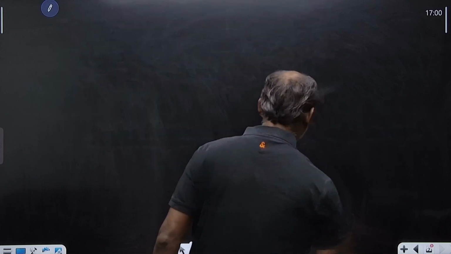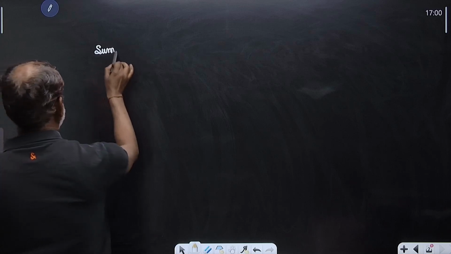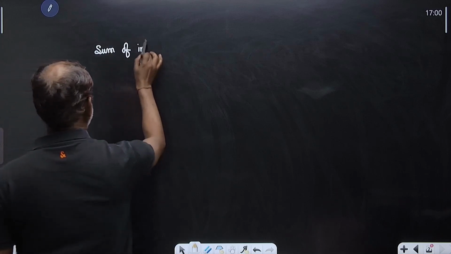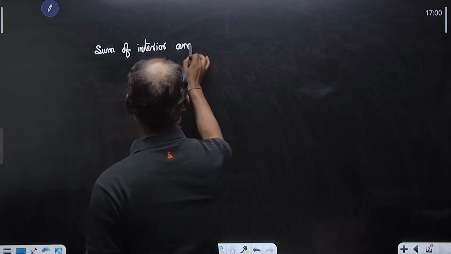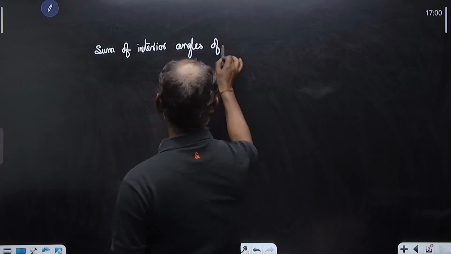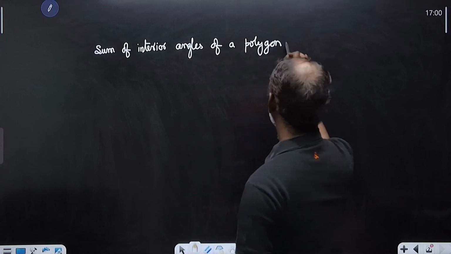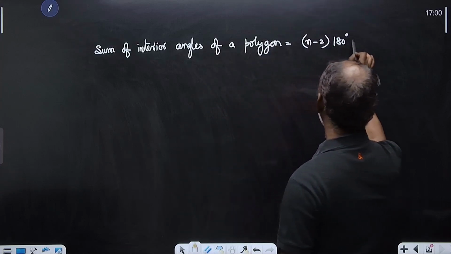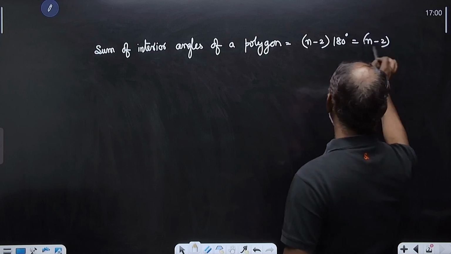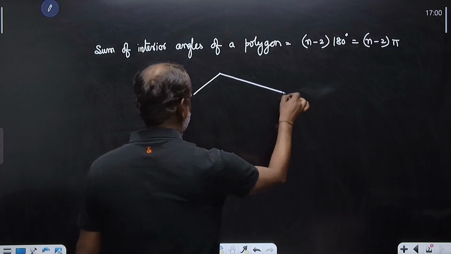Now, some very elementary facts that we need to remember is that the sum of interior angles of a polygon is n minus 2 into 180 degrees. That is, if you want to write it in radians, it is n minus 2 into pi. So, how do you justify it?